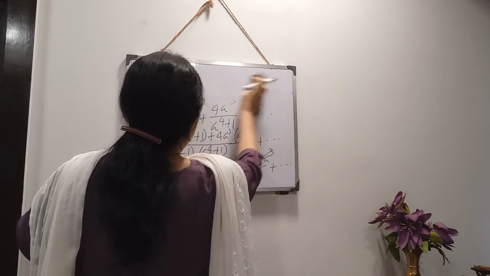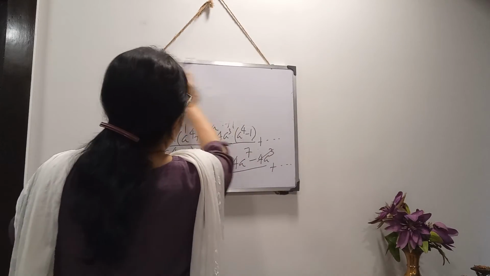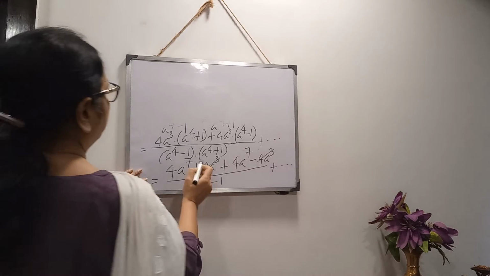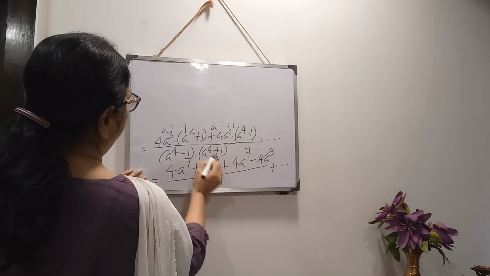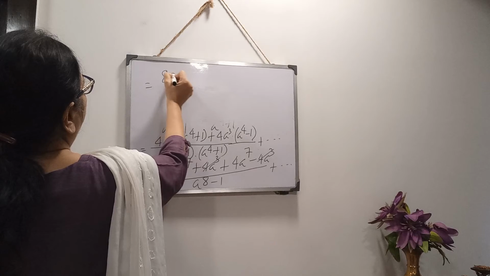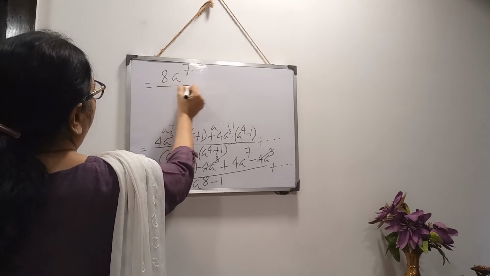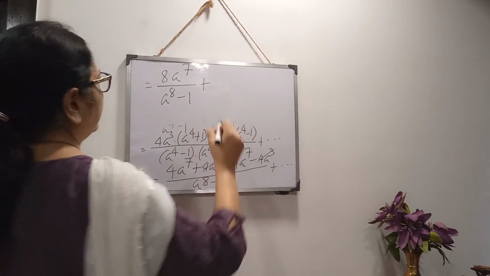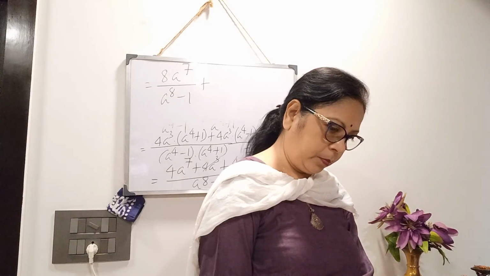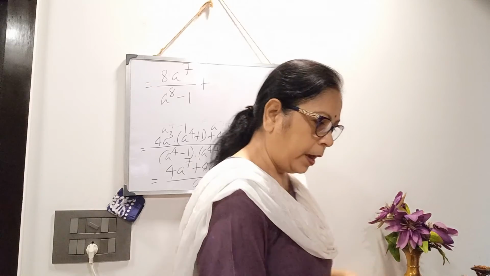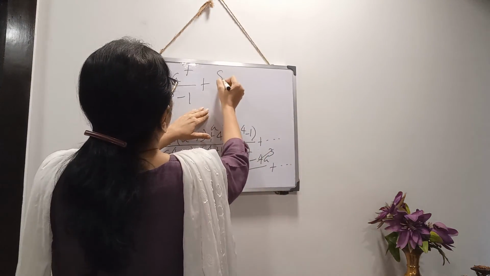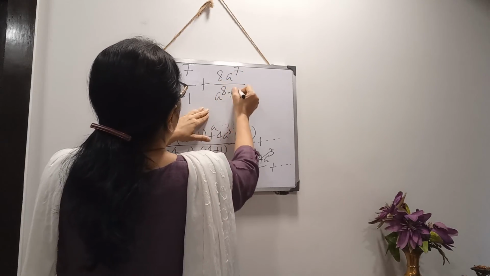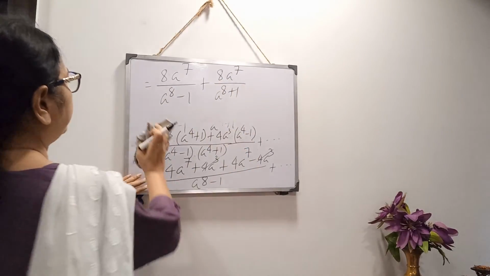So we are getting here this sum. You will practice many times. Okay, easy, but if any step you will miss out, then answer will not come. 4, 4, 8, so 8a to the power 7 and denominator a to the power 8 minus 1. Then last term I am writing. What is the last term? 8a to the power 7 by a to the power 8 plus 1. Again take the LCM.